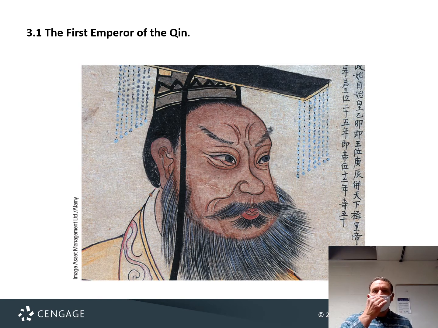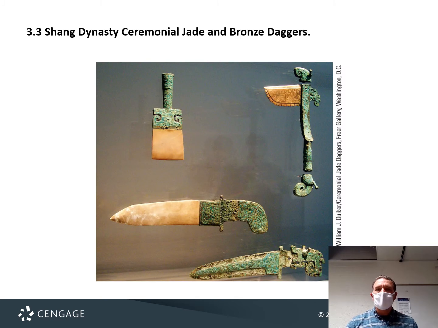So known to history as Qin Shi Huangdi, he was a man of forceful personality and immense ambition who had ascended to the throne of the Qin Dynasty in 246 BCE at the age of 13. These ceremonial weapons were found in a tomb dating back to the Zhou Dynasty and are among the earliest examples of metalwork in ancient China.